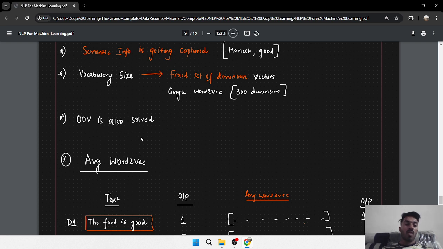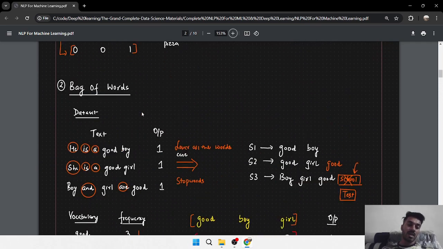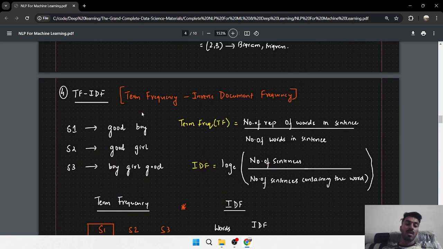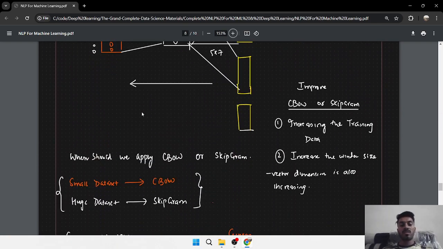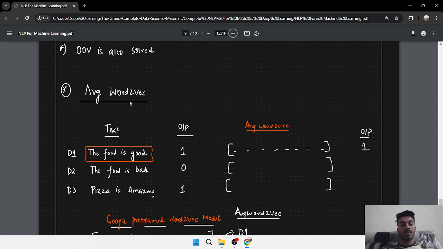Now, the problem in the previous models: we have seen one-hot encoding, TF-IDF, and bag of words. The problem there is out of vocabulary, but in these word embedding techniques, out of vocabulary is not a problem. If you provide a word, there is a possibility it will be available in your dictionary. If it is not available, it will create a unique vector and assign some values to it.